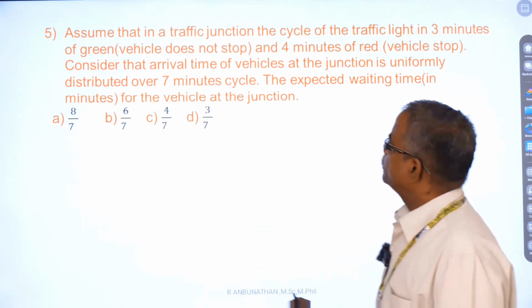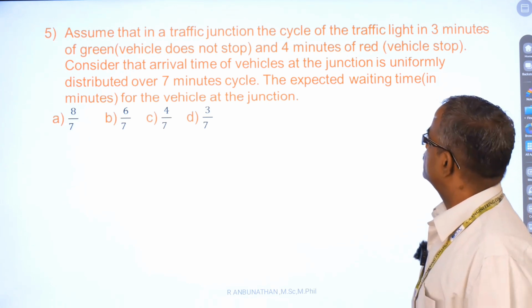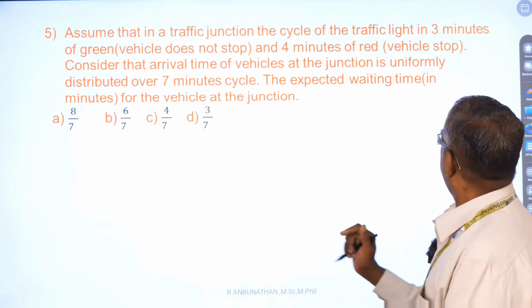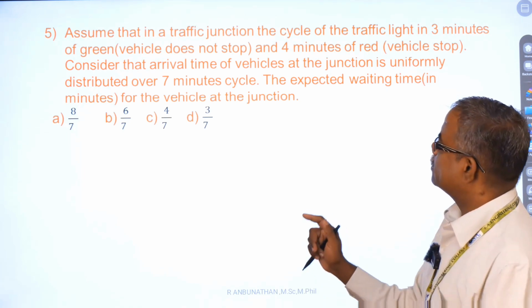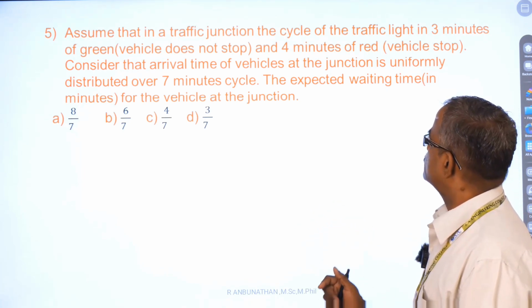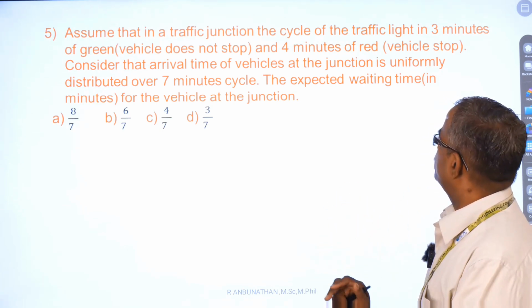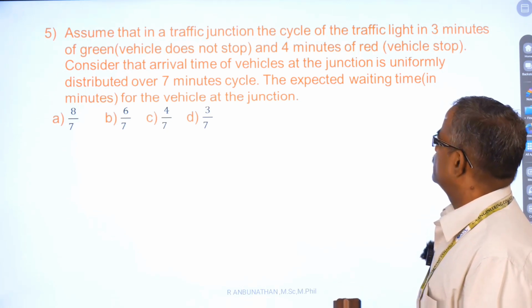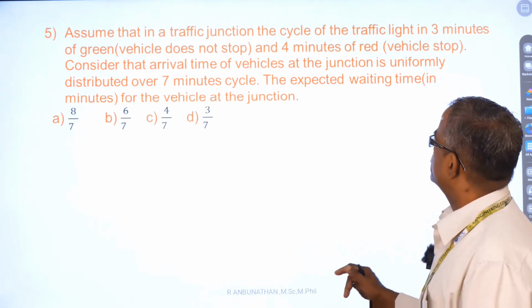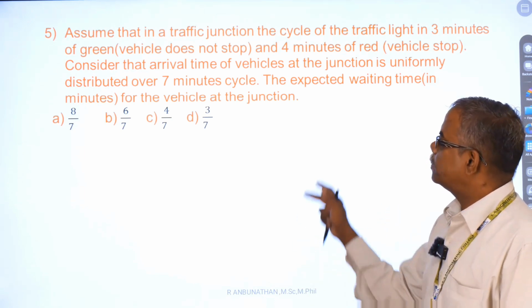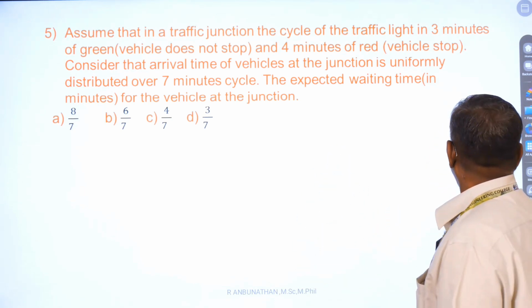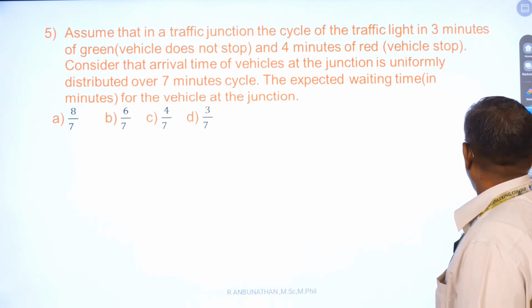Then the fifth question. Assume that a traffic junction has a cycle of the traffic light: 3 minutes of green, when the vehicle does not stop, and 4 minutes of red, when the vehicle stops. Consider the arrival time of the vehicle at the junction to be uniformly distributed over the 7 minute cycle. The expected waiting time in minutes for the vehicle at the junction is asked. So I'll explain this problem before we go on.